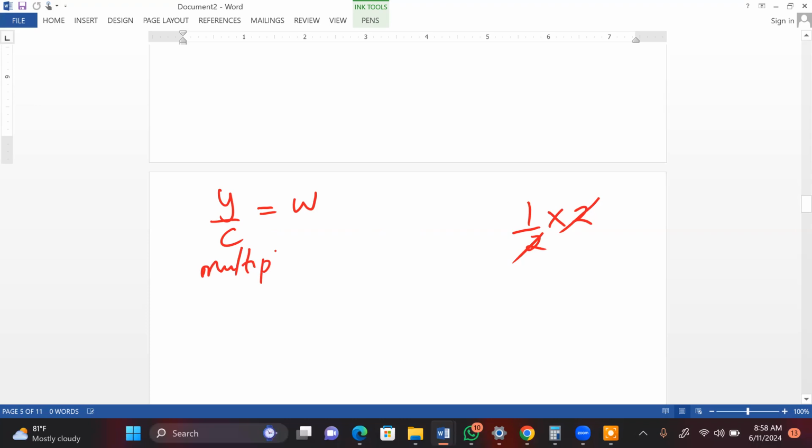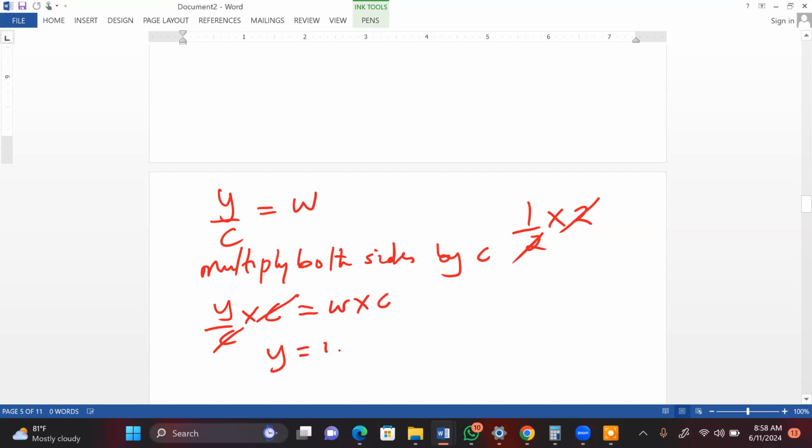You now say multiply both sides by C. So that's going to be Y over C times C equals W times C. So C will cancel C. Then Y will then be WC, or Y equals CW. It's still the same. Is that clear? No, wait, I'm coming.